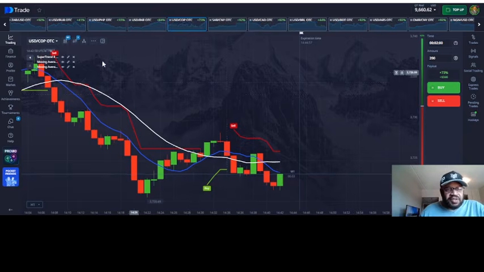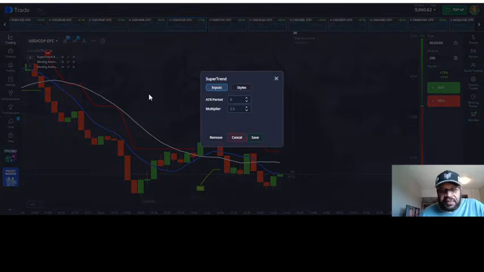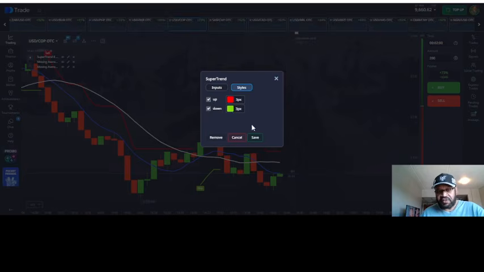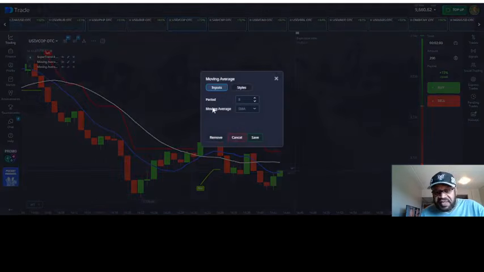Now, let's go to the indicator settings here. Okay, so for the super trend indicator, I have the ATR period set to 8 and the multiplier set to 2.5. In the style settings, I've increased the line width of both of the lines to 3 pixels each, the red and the green, so we can save that. For the first moving average, I have the period set to 8, simple moving average, and that was the blue line, which was the faster SMA here.